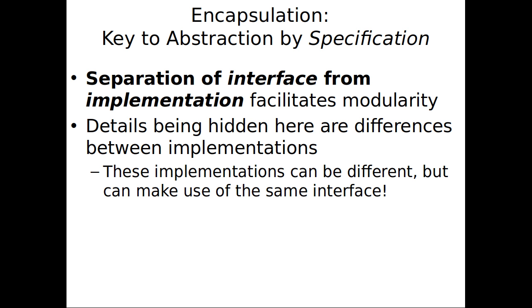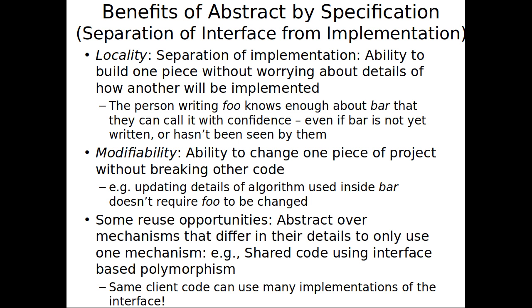So when we talk about abstraction, handling things in a general way, we're talking about hiding details, abstracting over details, not being caught up in the details of the situation. The details being hidden here are differences between implementations. Two implementations can be different, but they make use of the same interface, and that's the key thing. We're going to spend a lot of time this lecture seeing these interfaces. What benefits do they offer?